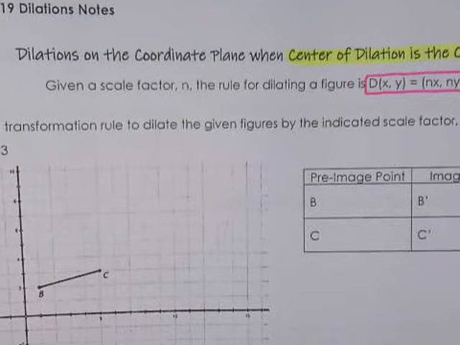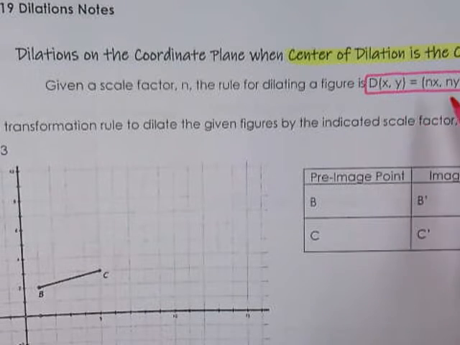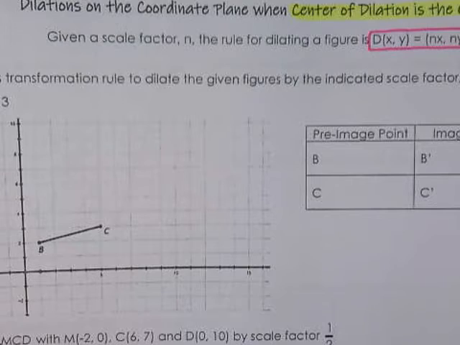And we kind of saw this yesterday, where we noticed that when we had a scale factor of 2, our ordered pairs doubled in size. And again, that was because our center was at the origin. So we can do this where we take the original ordered pair, and we find the ordered pair of the image by just multiplying both x and y by our scale factor. So we're going to use this rule for number 1.